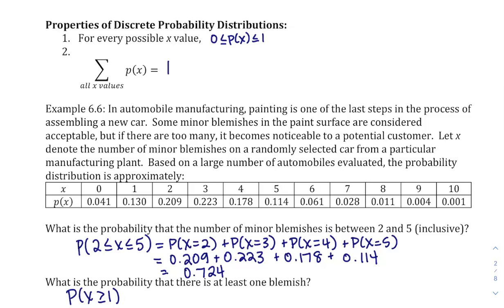I want you to notice, however, what's the complement of that event? The event at least 1 blemish, the opposite would be 0 blemishes. So it's a lot easier to answer the at least 1 question by doing the complement event. It's just 1 minus the probability that x equals 0. That's going to give you this probability. We simply need to do 1 minus 0.041 to get this probability. And that's a whole lot easier than adding up all of those other outcomes.